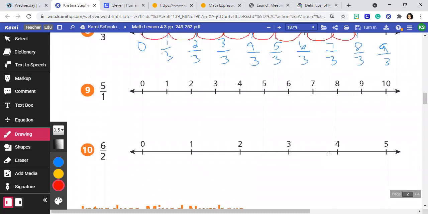Now, wait a minute. Number 9, they've already numbered for us. Our denominator tells us that there's 1 section in between 0 and 1. It's already there. So let's label this guy.